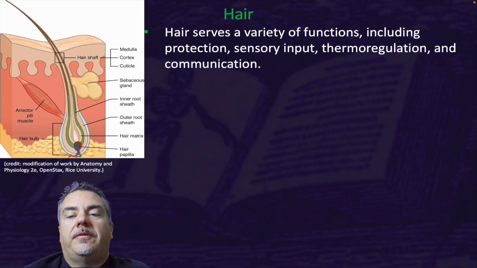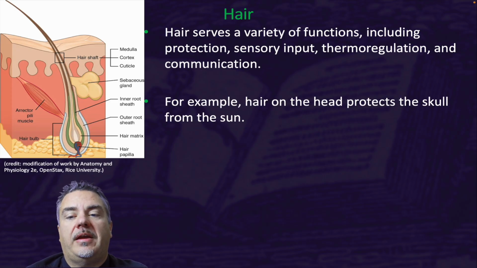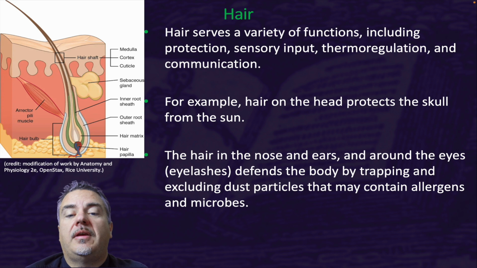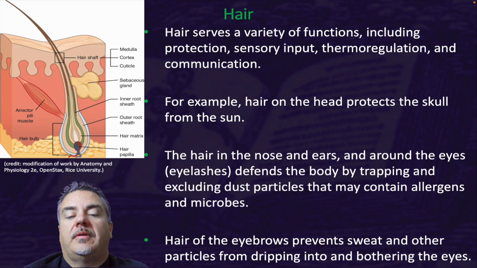Hair serves a variety of functions, including protection, sensory input, thermoregulation, and communication. For example, the hair on the head protects the skull from the sun. The hair on the nose and ears, and around the eyes, defends the body by trapping and excluding dust particles that may contain allergens and microbes. Hair of the eyebrows prevents sweat and other particles from dripping into and bothering the eyes.